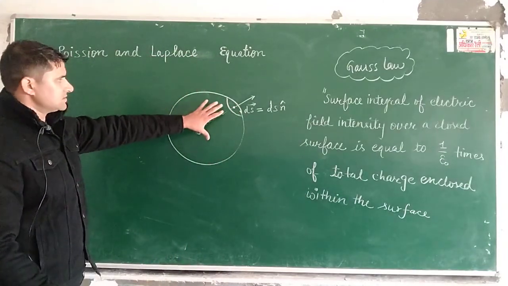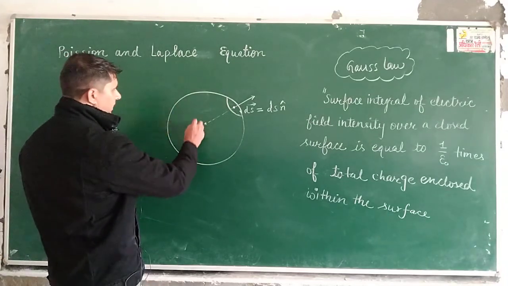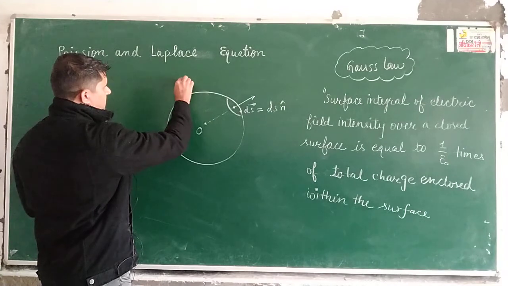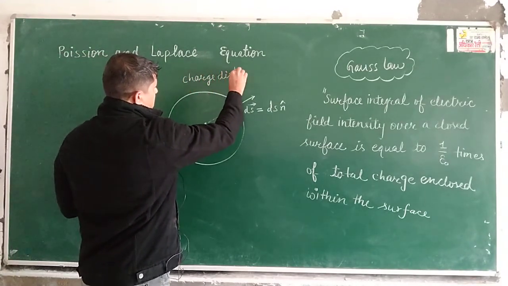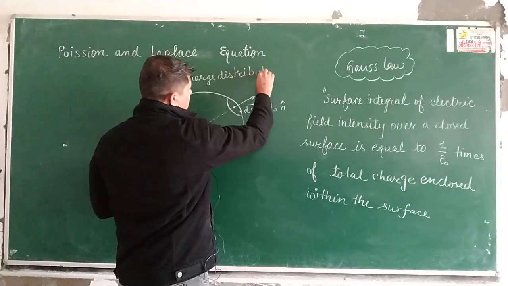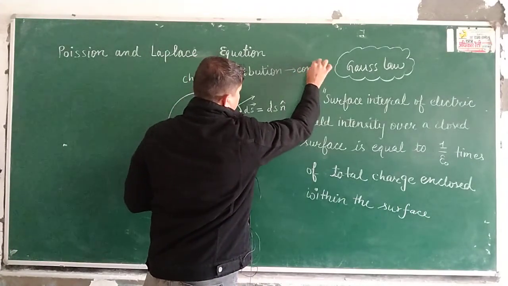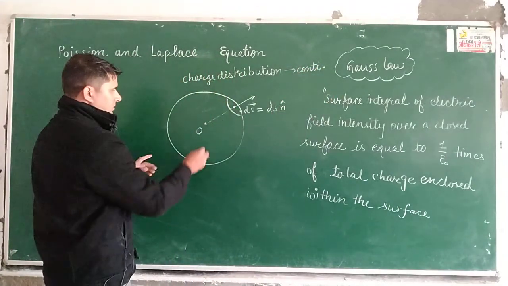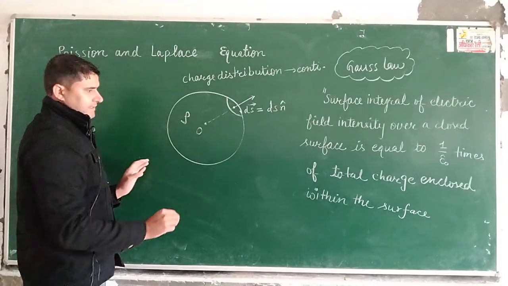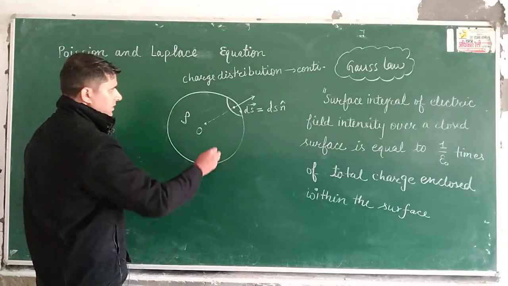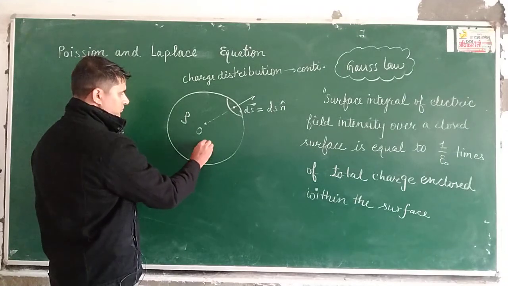Now consider this is a closed surface and it is enclosing some charge, and here we consider the charge distribution to be continuous within this surface, and that charge density is, let it be rho. And the surface is a closed surface, so it will enclose some volume.